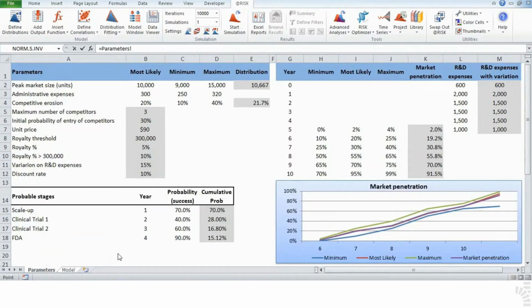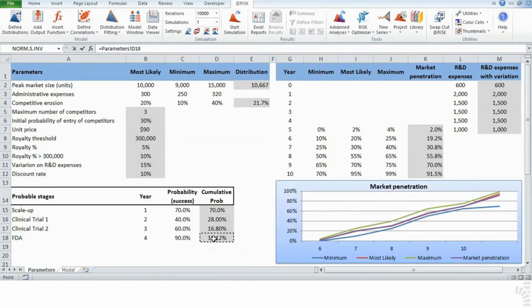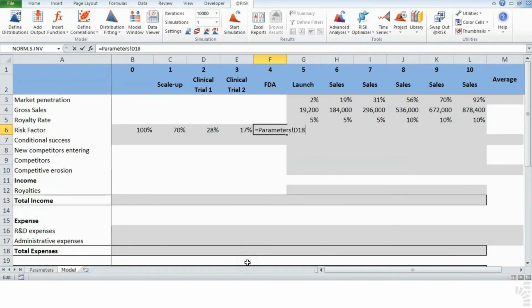33. On E6, parameters D17, the cumulative probability of being successful by the end of the third year on the clinical trials 2, 17%. 34. On F6, parameters D18, the cumulative probability of being successful by the end of the fourth year on the FDA approval stage, 15%. 35. On cell G6, write a fixed reference to the previous cell, equals $F$6.